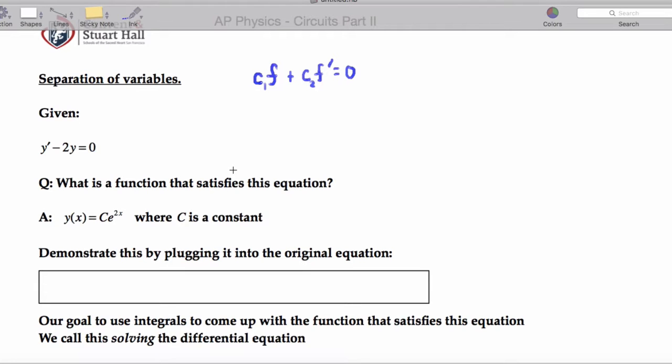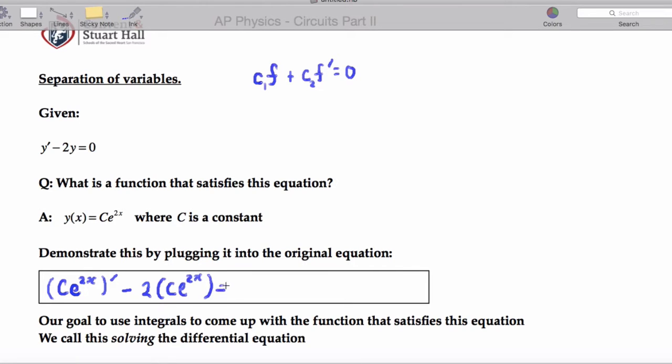The first thing we're going to do is say, what do we mean by satisfies the equation? We're going to demonstrate that it does by simply plugging it into the original equation. So what I'm going to do is say (c e to the 2x) prime minus 2 c e to the 2x.